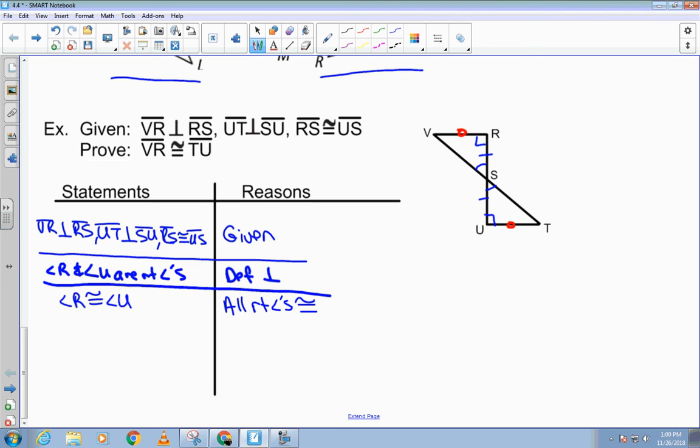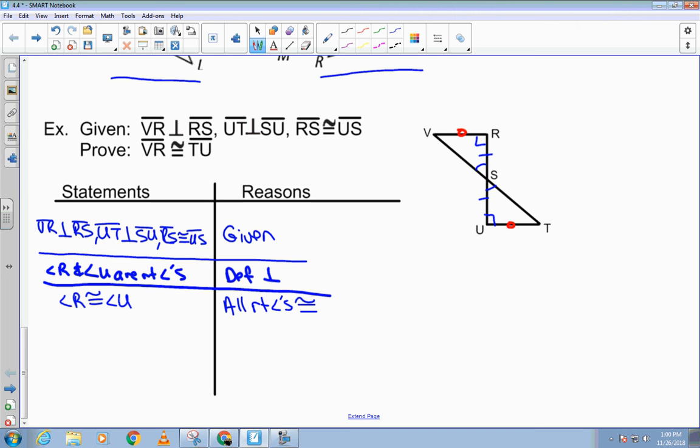Okay, so do you see the hierarchy here? You see that you have perpendicular lines. From that, you got right angles. Because they're both right angles, you can say that they're congruent. Okay, you see how that works? That would have to be in that order for the proof. Okay? Alright, so that takes care of the right angles.